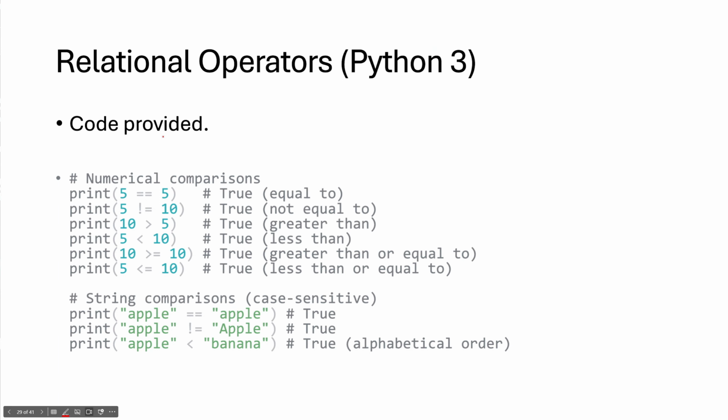Here are the relational operators again. This is a Python 3 example. So print 5 equals 5. That just says true because 5 is equal to 5. This says print 5 is not equal to 10. That's going to print true. This says print 10 is greater than 5. That's going to print true as well. Print 5 is less than 10. That's also going to be true. This one says print 10 is greater than or equal to 10. That's definitely true as well. Print 5 is less than or equal to 10. That's also true.